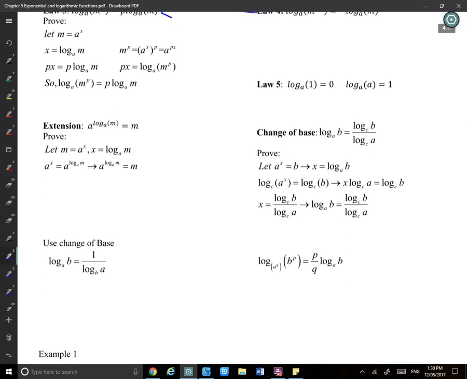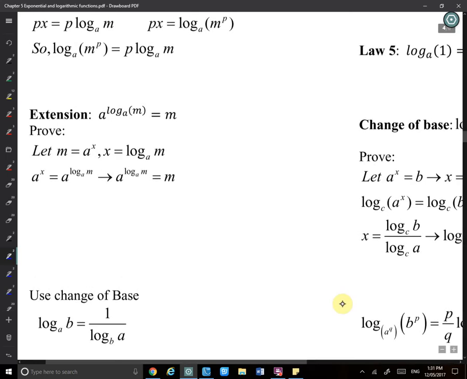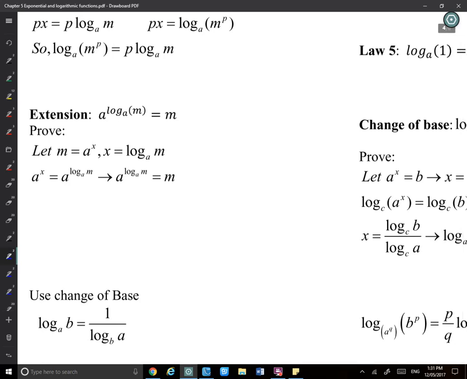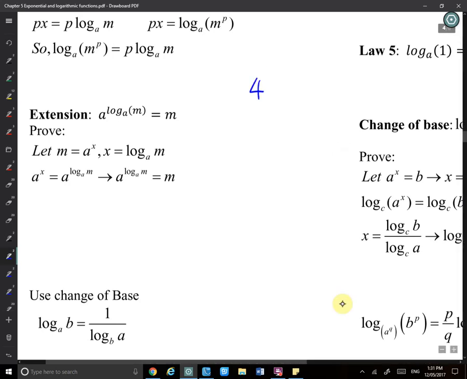And we have some extension. So the extension is a to the power of log_a m equals m. Remember when we tried to derive 4 to the power of x, we changed 4 to e to the power of log_e 4, and then the whole thing to the power of x, in order to derive.